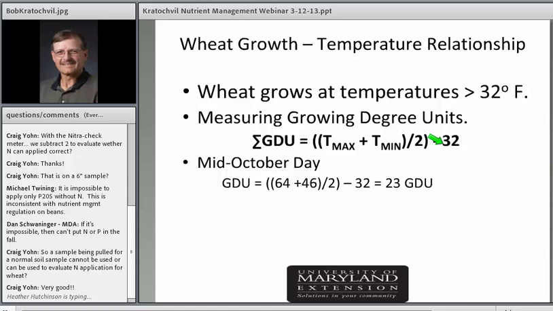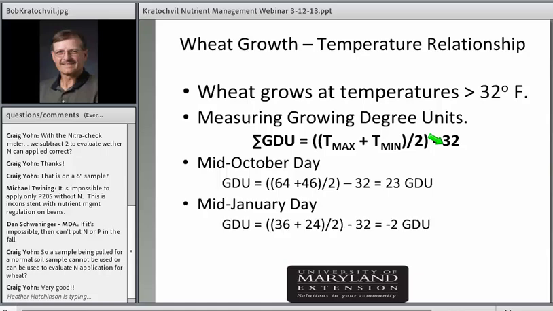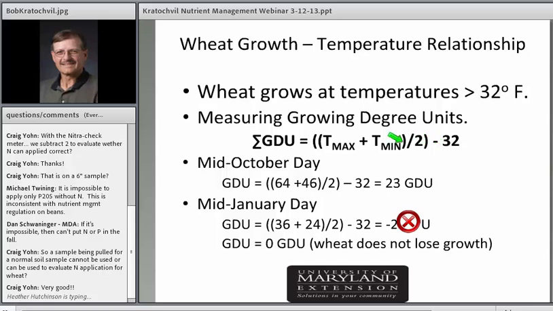On a mid-October day, the growing degree units accumulated would be 23, and this is based upon a high of 64 and a low of 46. You get into January, temperatures are a lot colder, with a high of 36 and a low of 24. Subtract off the 32 degrees from the average, and you get -2 growing degree units. However, that is not correct, because you actually have 0 growing degree units. That's because you don't lose growth when temperature drops below 32 degrees. The wheat just stops growing. It doesn't grow backwards.